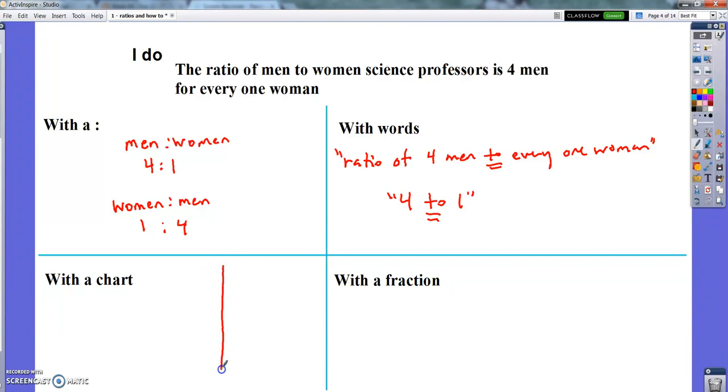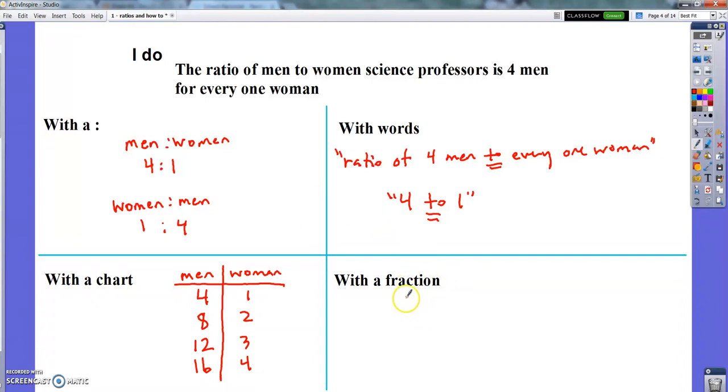So with a chart, you start thinking about groups or sets, right? So like let's say men and women. So if we're thinking about, say, one college, they might have 4 men and 1 woman. If we think about 2 colleges, we're thinking about 2 sets, right? So 8 men and 2 women. If we think about 3 colleges, we're at 12 men and 3 women. 16 men and 4 women. So kind of like you think about how many sets of the ratio you're going to make.